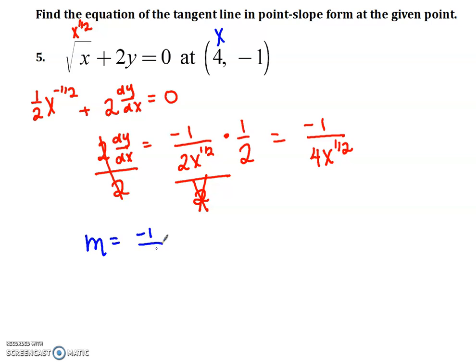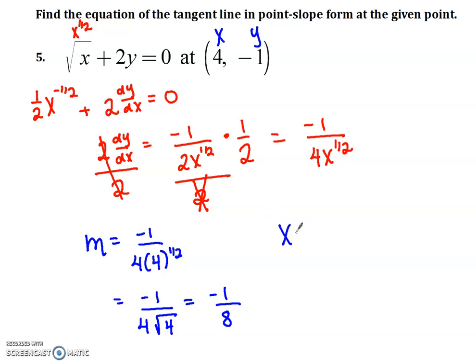So that'll be -1 over 4 times 4 to the 1/2. Okay. And remember, 1/2 means square root. So this is -1 over 4 times the square root of 4. Okay, so you have to do the power first, and then you can multiply by the 4. So this will give me a 2 here, times the 4 is 8. So that's my slope. This is my y value.